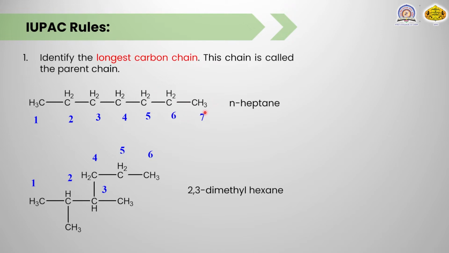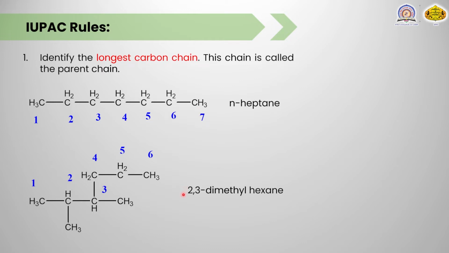So select a parent chain having a larger number of carbons. For example, in this case, n-heptane, there are 7 carbons. So 7 carbons are in a straight chain, so this chain has to be the parent chain, having 1, 2, 3, 4, 5, 6 and 7 carbons.